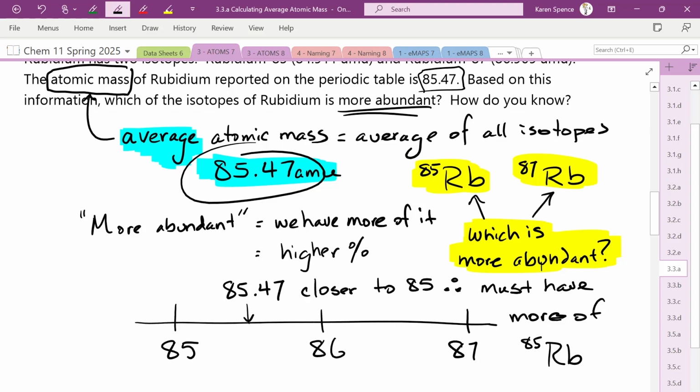Is this depending on rounding? It won't matter because even if it was 85.5, it's still closer to 85 than to 87. Because we're not choosing between 85 and 86. We're choosing between 85 and 87. If the number were 85.5 and it were an 85 isotope and an 86 isotope, you would have 50-50 of each. So if you're halfway in between, you have 50-50. Doesn't happen very often. In fact, never, I don't think.